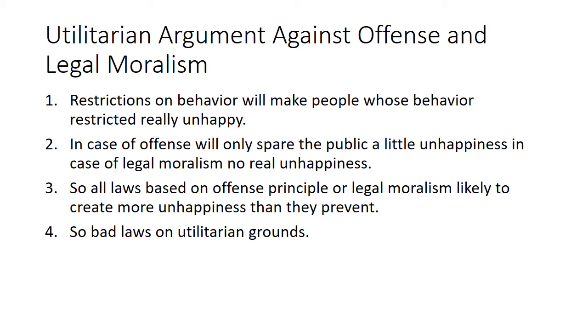So I think Mill is right on utilitarian grounds. The offense principle and the principle of legal moralism are really bad reasons for any restrictions on behavior. Laws based on the offense principle or legal moralism are going to create more pain or prevent more happiness than it's worth. Even if in the case of offense they prevent a little bit of unhappiness, well, they're going to cause more unhappiness to the people whose behavior is restricted, or prevent more happiness for them. So offense principle, legal moralism, bad bets, laws like that are not going to create the greatest overall happiness. So on utilitarian grounds, they're not good laws.